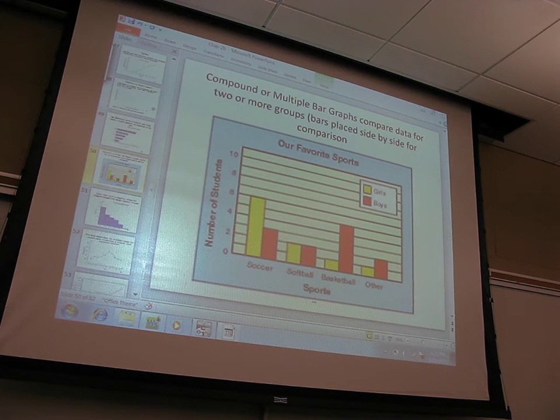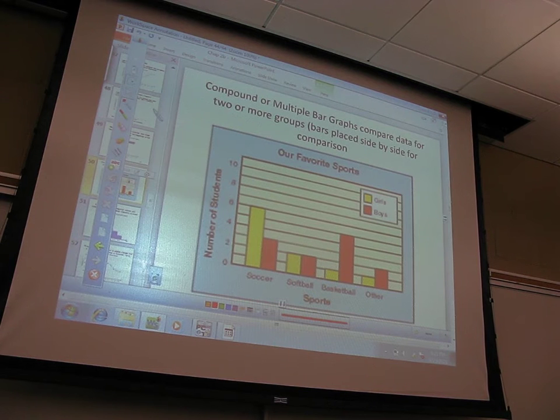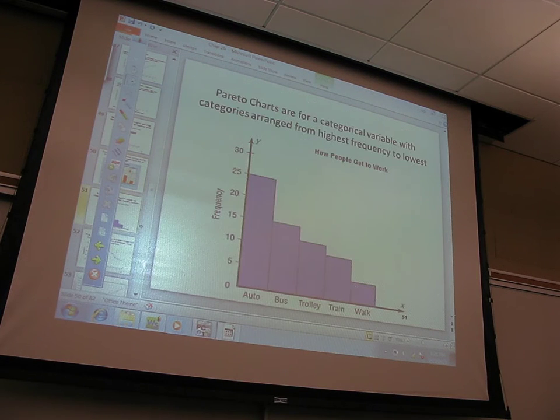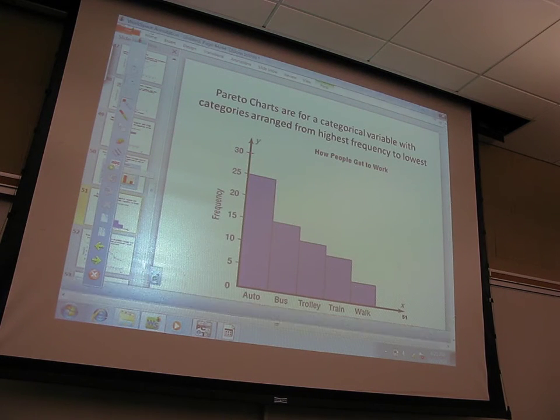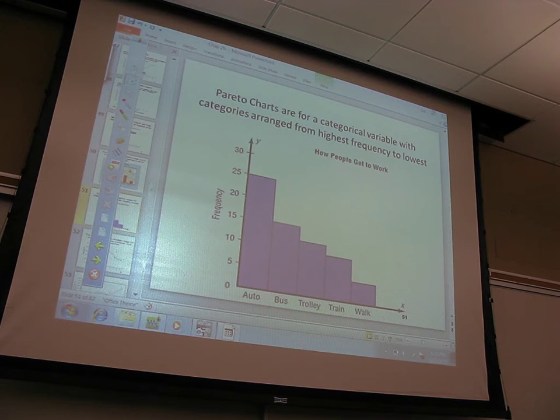You could also have compound or multiple bar graphs, where you have two different groups and you compare them side by side with the bar graphs. Sometimes effective. And then Pareto charts. Okay, these will come up also as well.